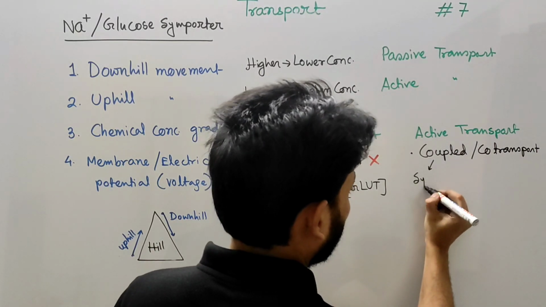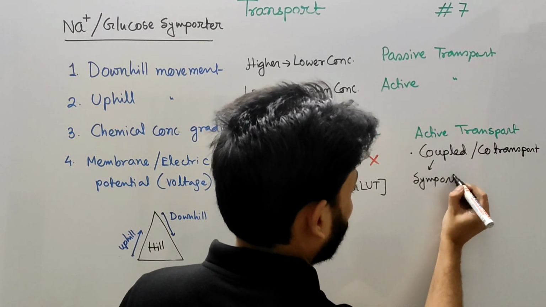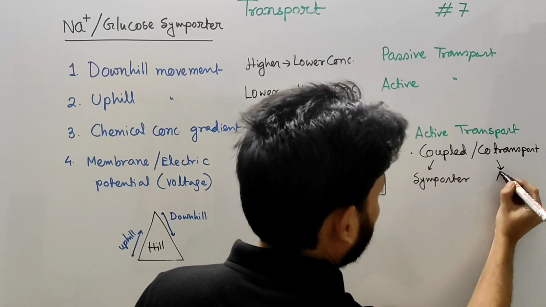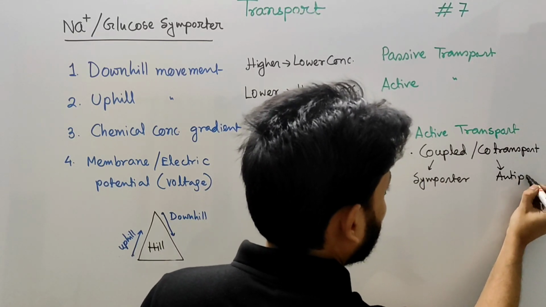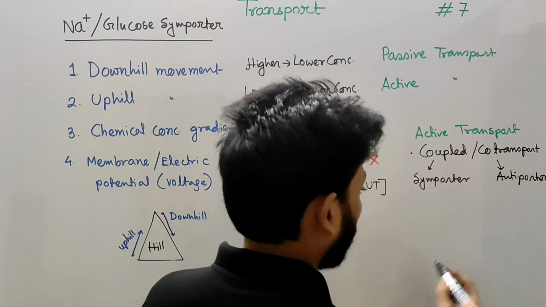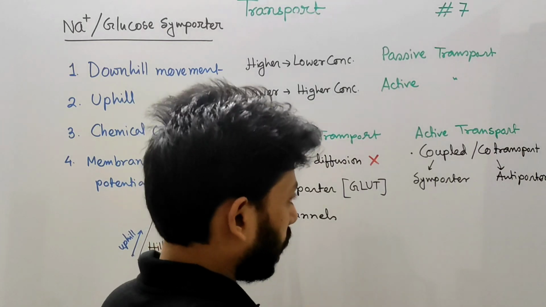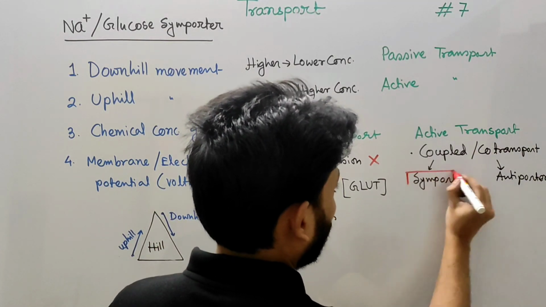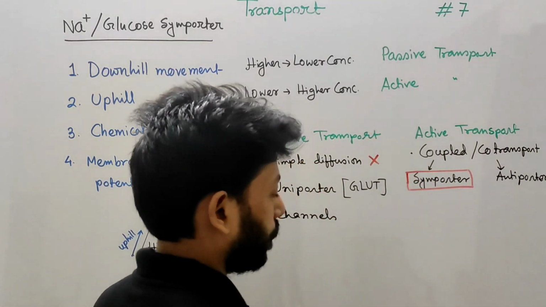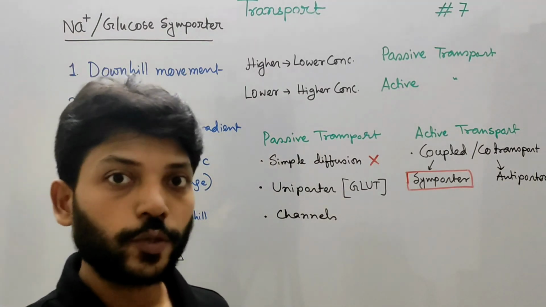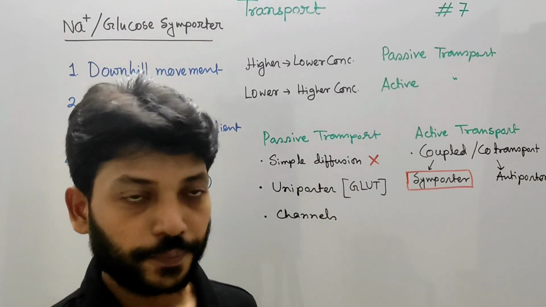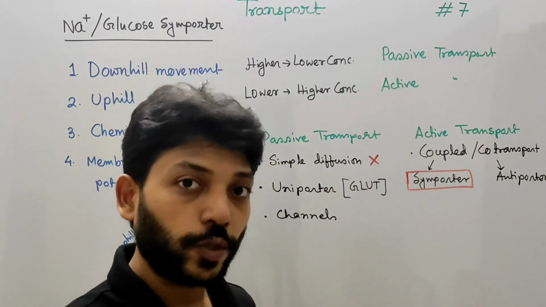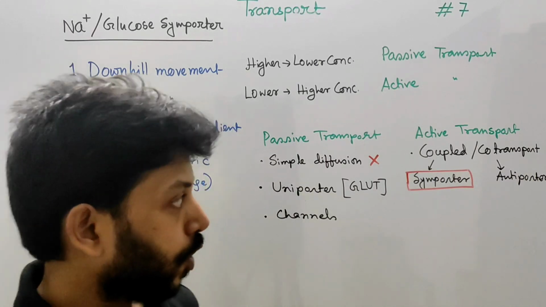Now there are two types of coupled transporter present. One is called Symporter, and another is called antiporter. We are learning today this category of transport proteins, that is Symporter. In case of Symporter, two molecules move in the same direction. In case of antiporter, two molecules move in opposite directions.